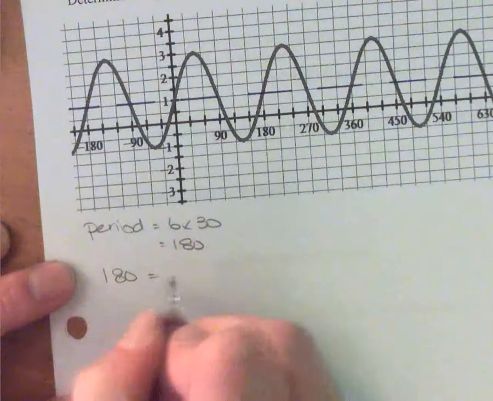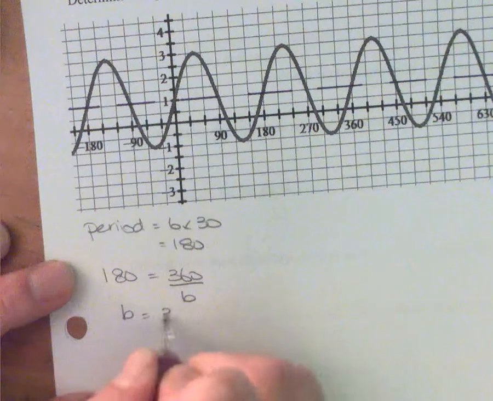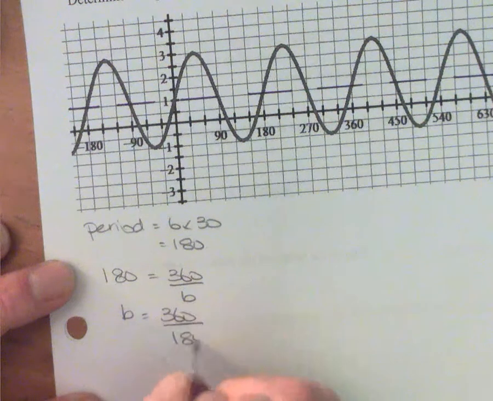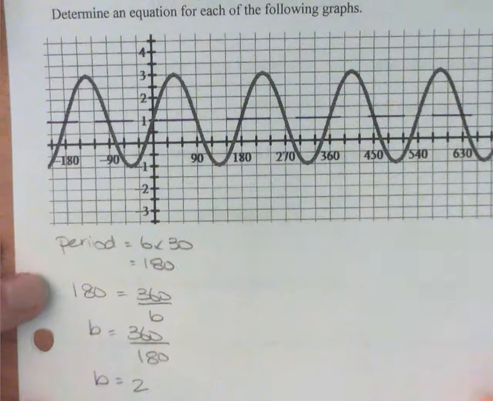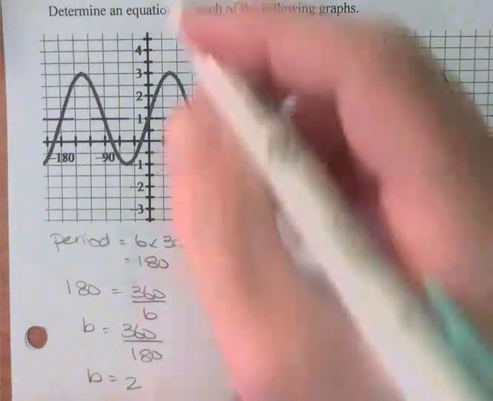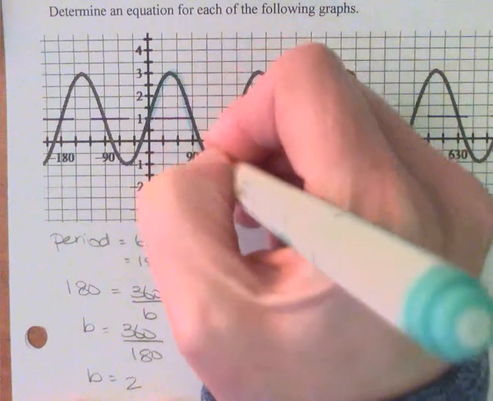Now I say that 180 is equal to 360 over b. I can find my b: 360 divided by 180, and my b value is 2. So now depending on the cycle I pick will depend on what my phase shift will be. So I'm going to do 2 different ones. You only need to do one. So I'm going to do this one first.